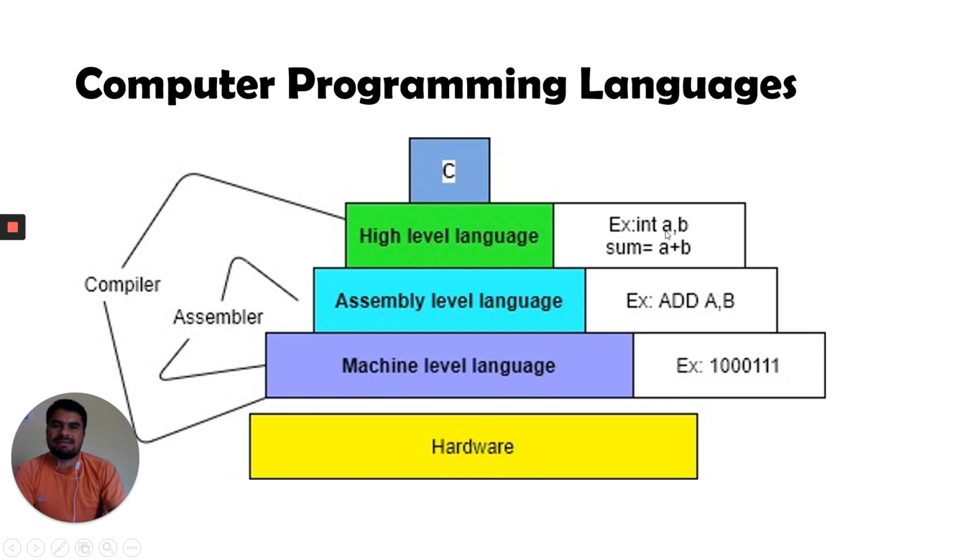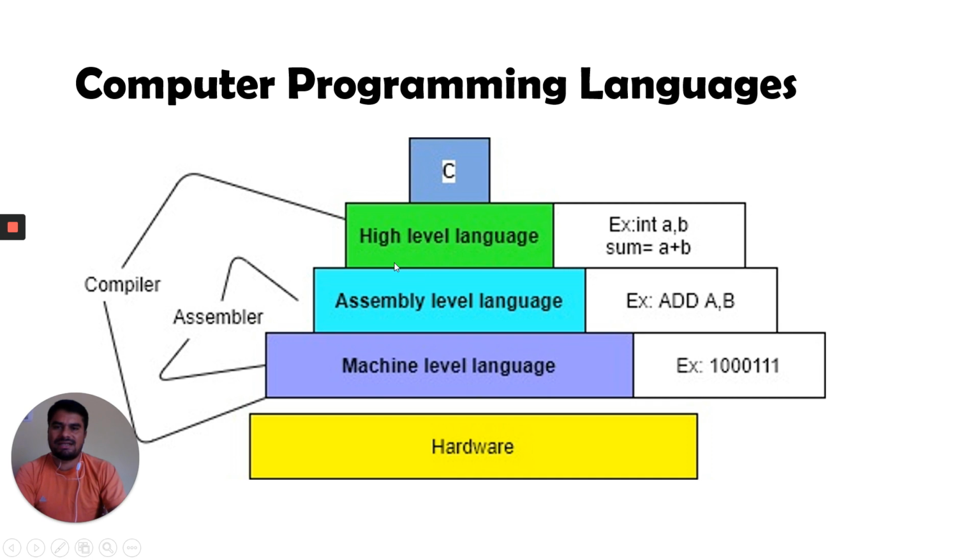Again, here you can see sum is equal to a plus b. Any student who knows basic mathematical operations can analyze what exactly this statement is. That is nothing but sum is equal to a plus b. A will have some value, b will have some value. Because of the arithmetic operator, both will be added, and with this assignment operator, it will be assigned to sum. Sum is equal to a plus b. So it is easily understandable by the human being.